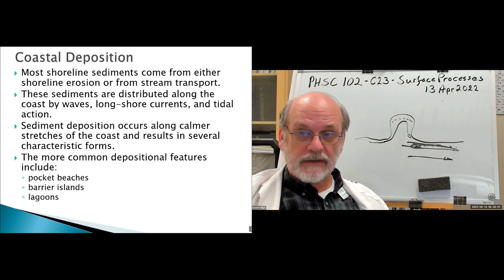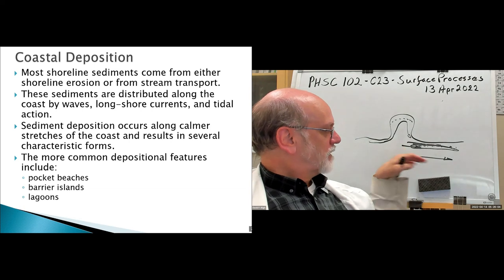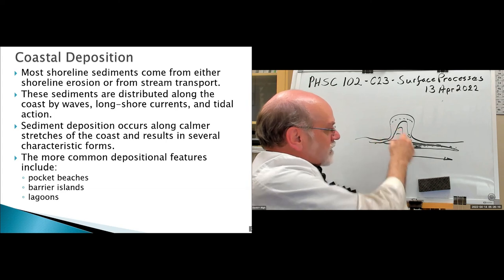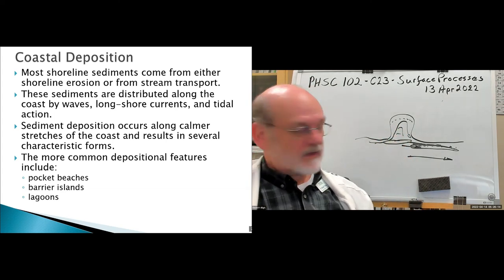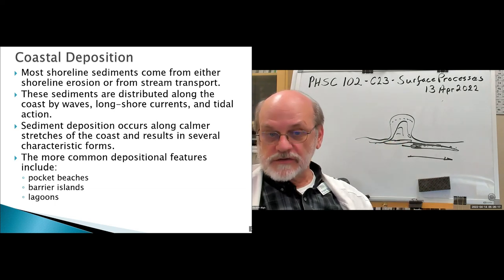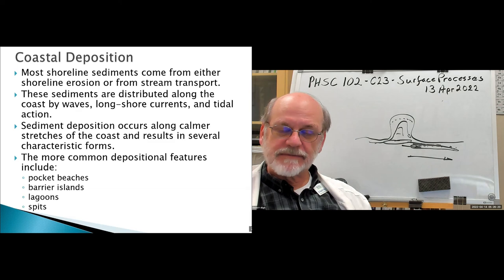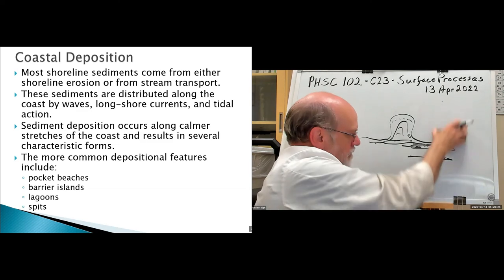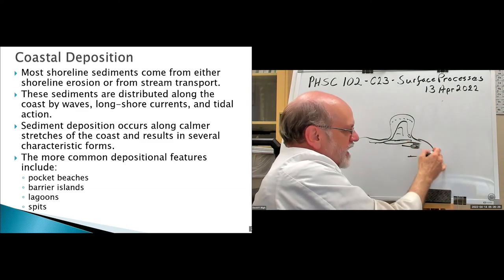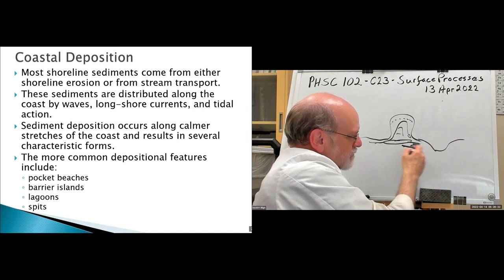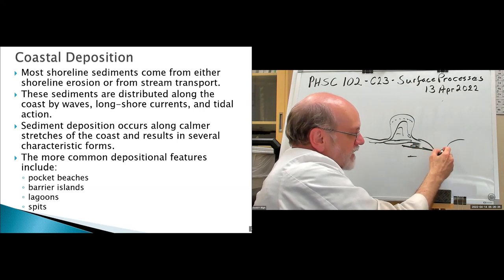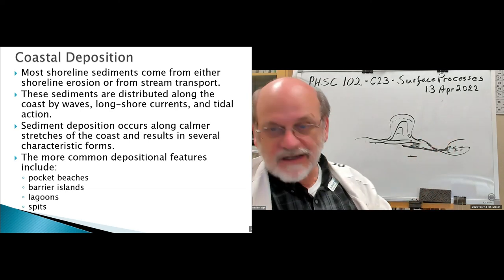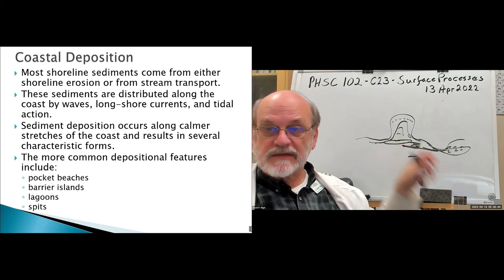You can get lagoons forming, right? If you form an island out here, then in here is a lagoon. So the deposit occurs right there in the entrance. And you can get spits, okay? So if a rapidly moving current passes an irregularity, then as it moves past that area, it slows down and it deposits. And you elongate the original landform. That's a spit.